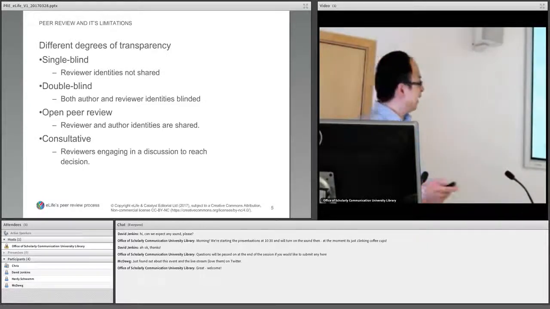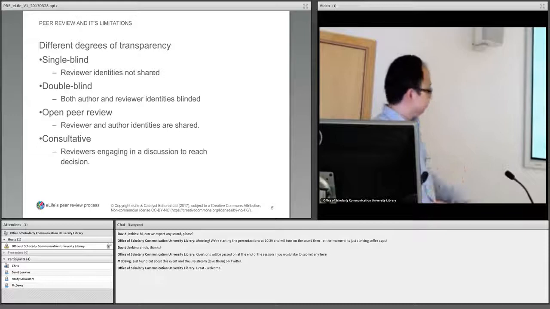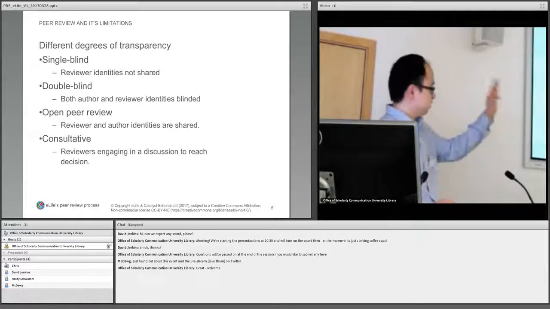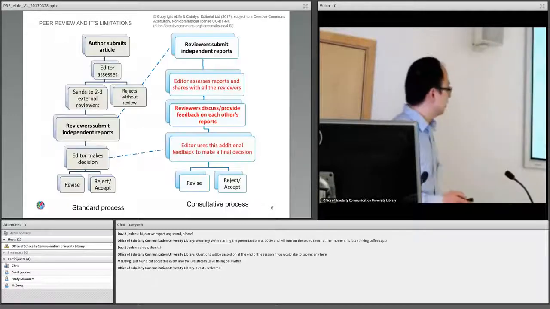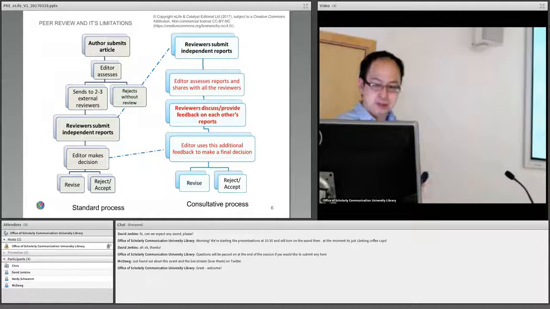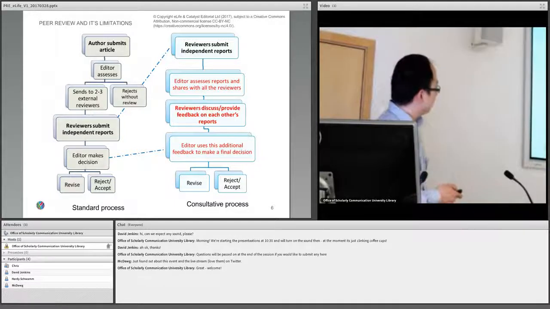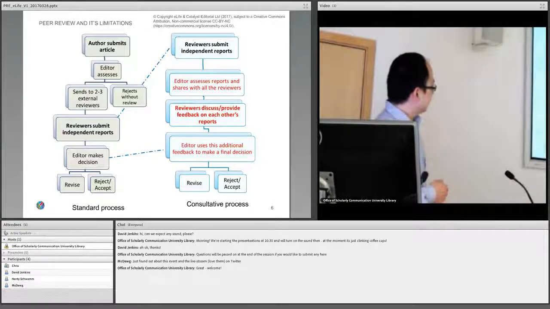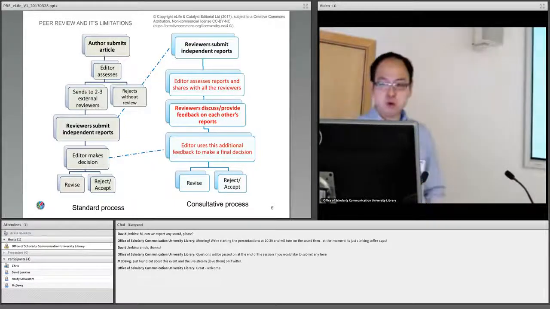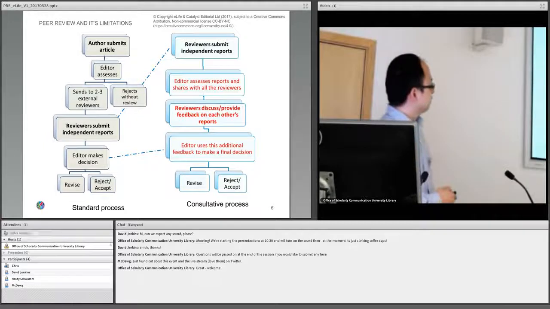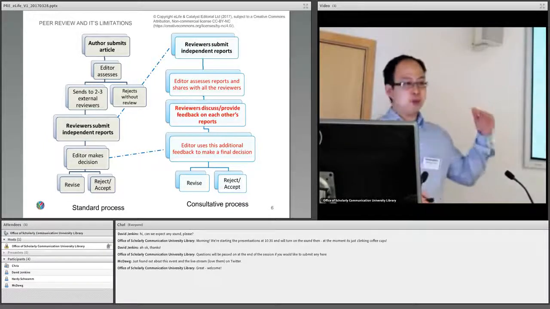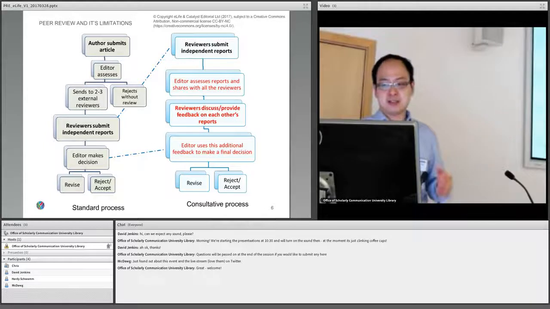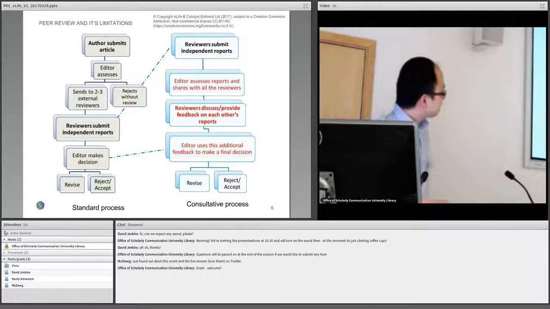So if we compare the traditional peer review on the left with the consultative peer review process on the right, both, as you see, will have the reviewers submitting independent reports. So at eLife, we also have the reviewers submitting independent reports. But then the reviewers will come together and discuss the concerns. And then based on this discussion, the editor will make a decision.